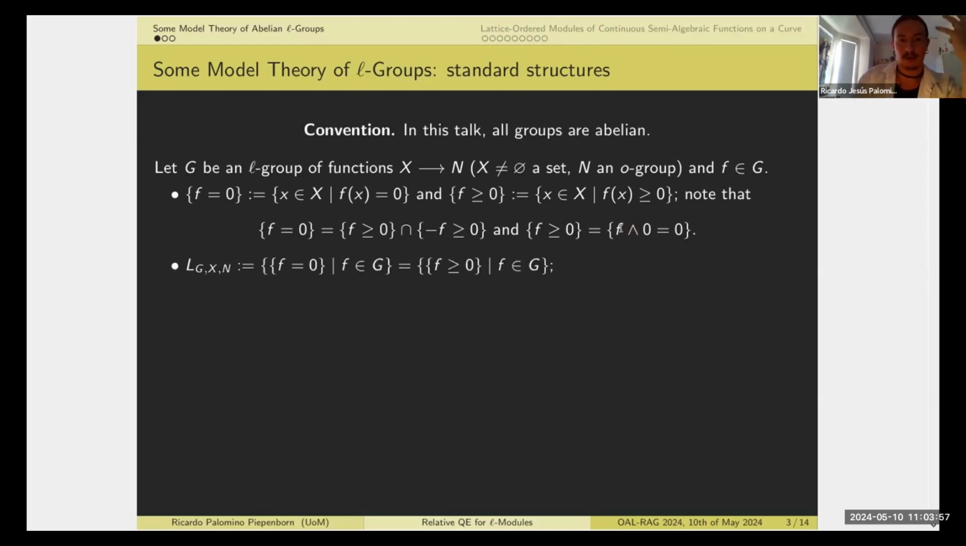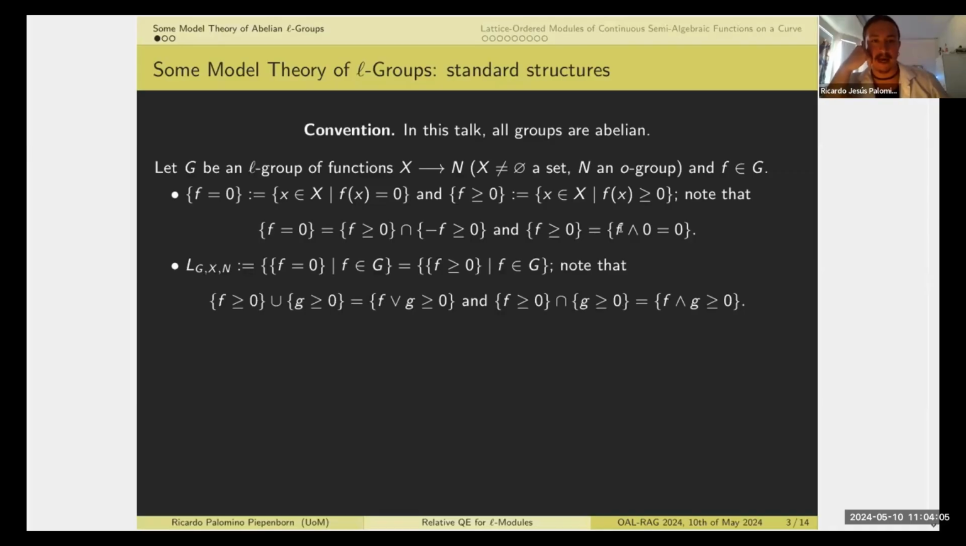Okay, so now what I can do is the obvious thing. I can collect all such zero sets or positivity sets. And we all very well know that under set theoretic union and intersection, such zero sets form a lattice. It's a distributive lattice that moreover has a top element given by the zero set of the zero element in our group. And this lattice is going to have a bottom element, I think, if and only if your group has a strong order unit.